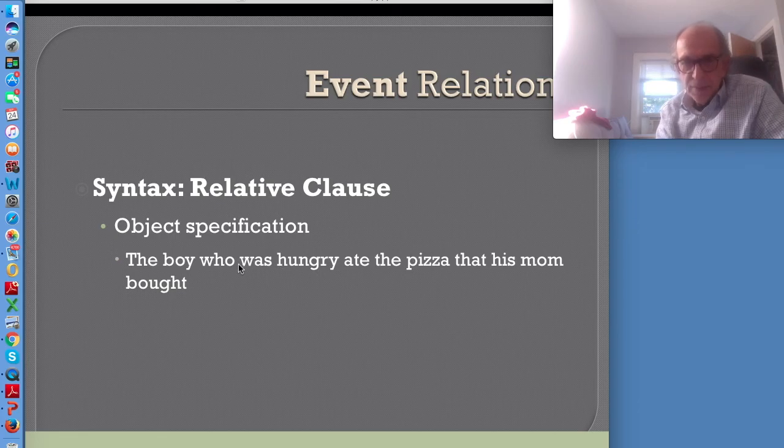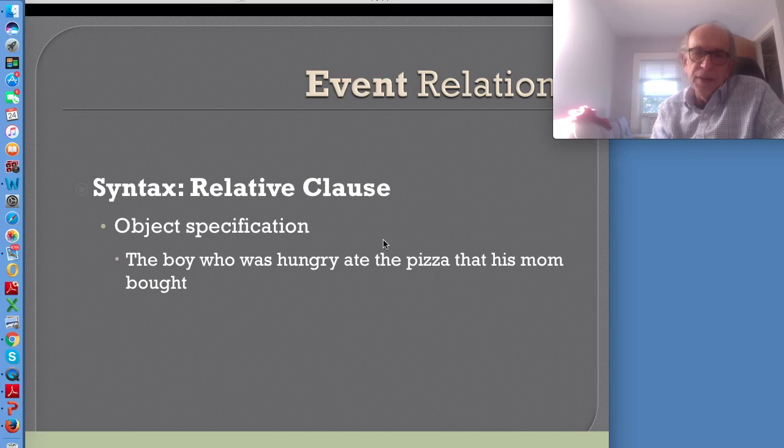So we got object specification because of the who was hungry, giving us information about an object or noun, boy. And this is double object specification because there's a second specification here about the pizza. You following me? And these are sentences really within sentences. There are multiple verbs. Was hungry, mom bought. Was hungry, well there's was, there's ate, and there's bought. A lot of verbs.